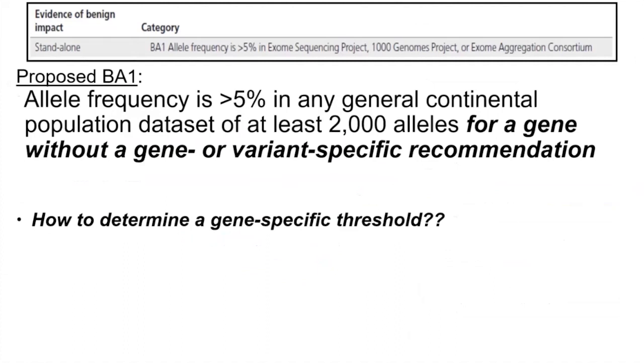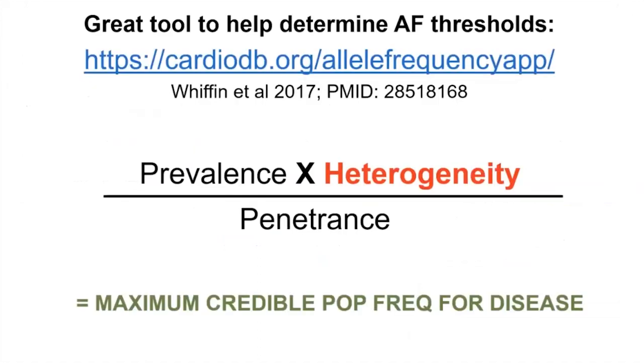So now looking at this criteria again, we said you can use 5% unless you have a gene-specific recommendation. So the question becomes, how do you determine what an appropriate gene-specific threshold is? We've been recommending that groups use this allele frequency calculator. I have the URL here.